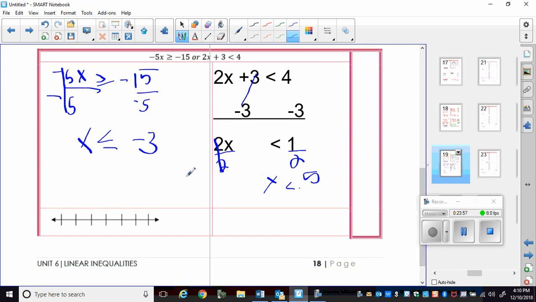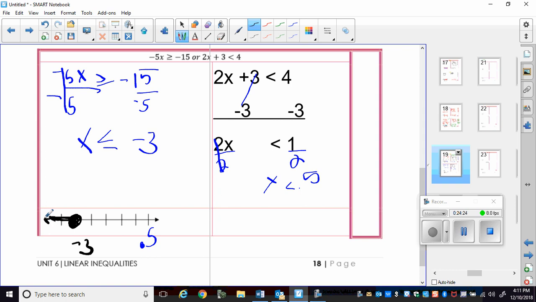So let's go ahead and then look at this. So I have 0.5 right here. Then keep going, and I have negative 3. So let's graph this one first. So I have it's equal to negative 3, so I fill it in, and all the values less than negative 3 go in this direction.